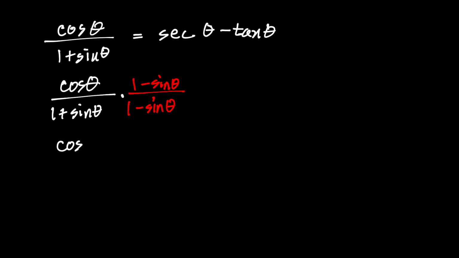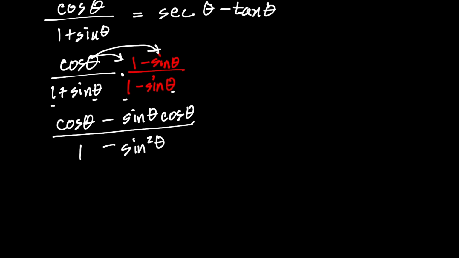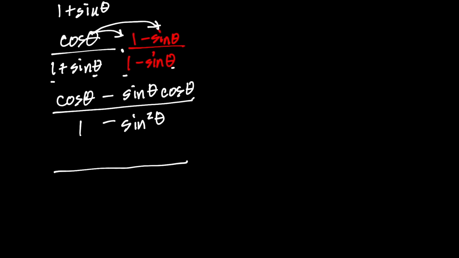So I'm going to distribute in the top: cosine theta times 1 is cosine theta minus cosine theta times sine theta. I don't know why, but I'm writing cosine first. Doesn't really matter. And then in the bottom, first times first, that was 1. We know the outers and inners add off, and then last times last is minus sine squared theta. So I like that because that's the Pythagorean identity. So that denominator I'm seeing right away goes to cosine squared theta.